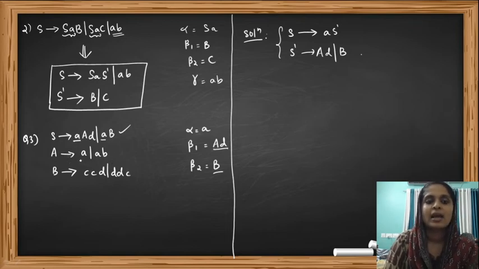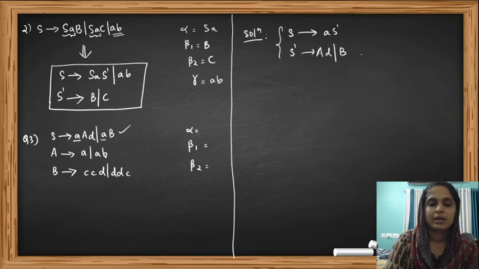A produces A bar AB. Okay. So we have to rewrite the values of alpha and beta here. There are two terms. And what's the value of alpha? Here we can see that both terms start with the common prefix A. Right? So the value of alpha will be A. And what's the value of beta?